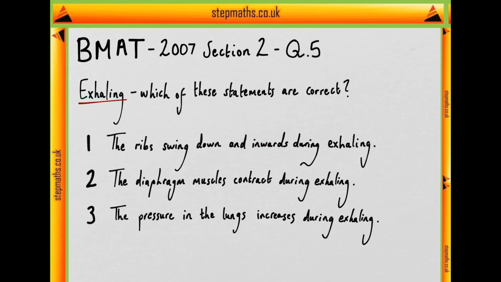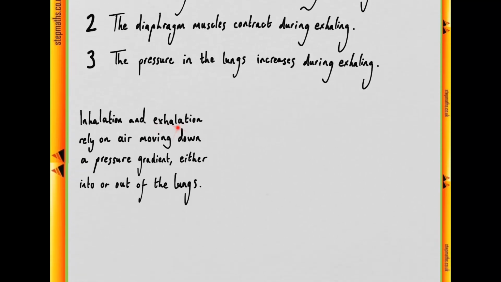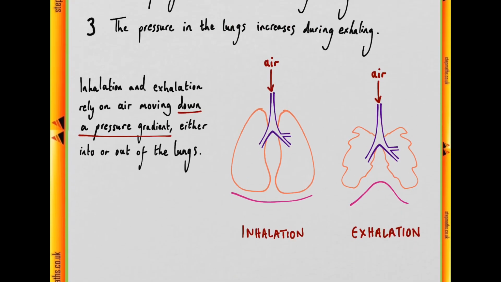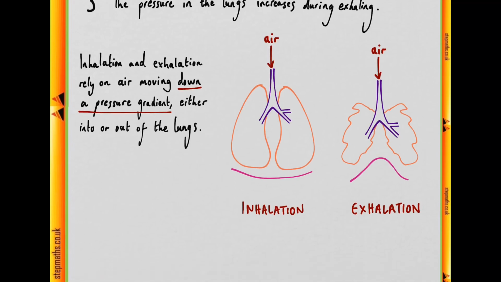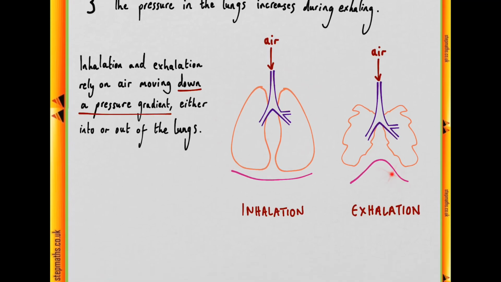And that's what goes on in the thorax, i.e. within the chest, upon inhalation and exhalation. So the thing to understand is that inhalation and exhalation rely on air moving down a pressure gradient, either into or out of the lungs. So let's model our inhalation and exhalation of the lungs. We can imagine the lungs as sort of like a sponge, where during inhalation, of course, it swells up with air, and during exhalation, the air is emptied out.